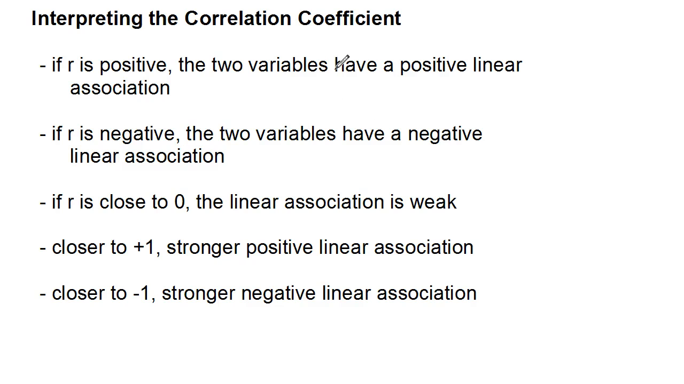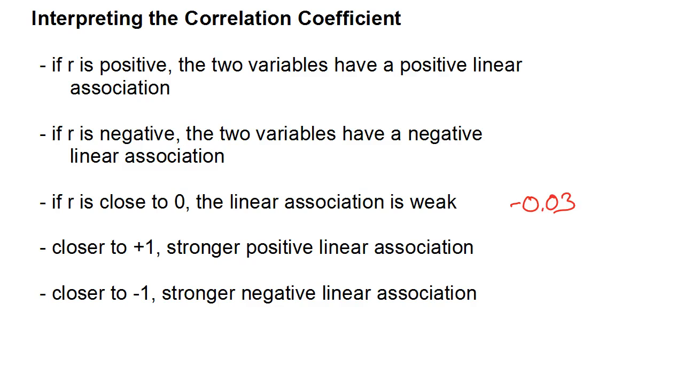So where we're just talking about the R, if R is positive, like it was on the previous one, the two variables have a positive linear association. If R is negative, it's going to have a negative association. The closer to 0, the weaker the association is. So it doesn't matter if it's a negative 0.03, so negative 0.03. This is going to be a very weak association because it's close to that 0.